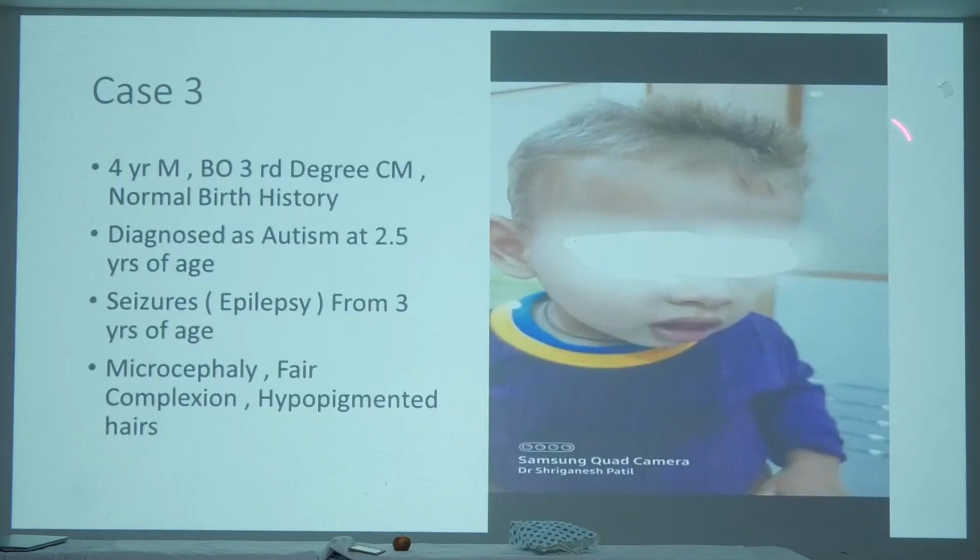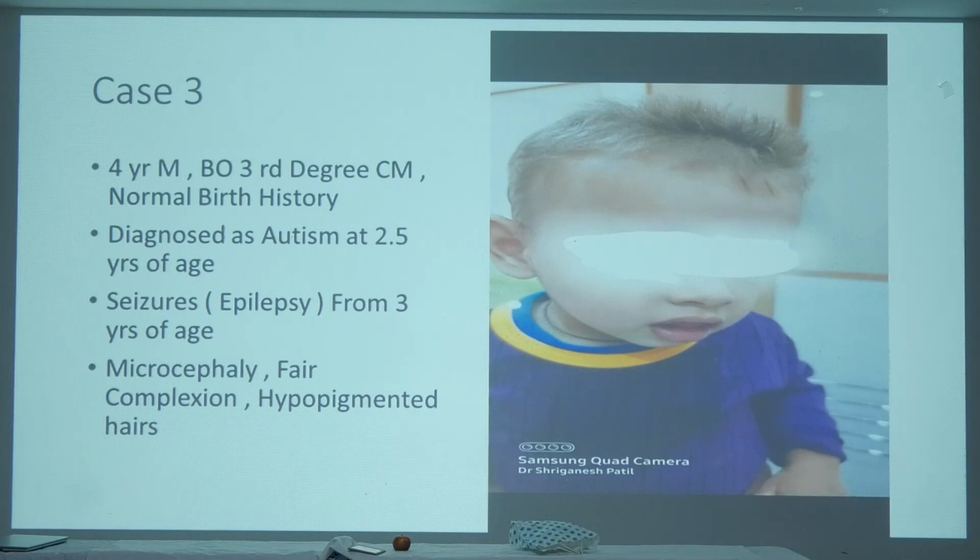Third, the picture is the only diagnostic. It is a spot diagnosis. 4-year-old male child, born of third degree consanguineous marriage, normal birth history. Autism diagnosed at the age of 2.5 years, and epilepsy started late after 3 years of age. Very classical features: fair complexion, hypopigmented hairs, autistic features, and microcephaly with the consanguineous history.